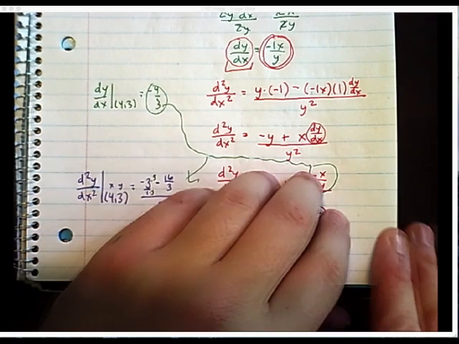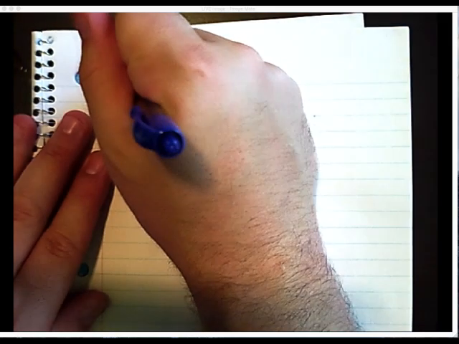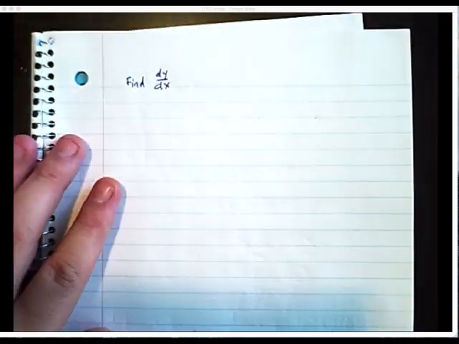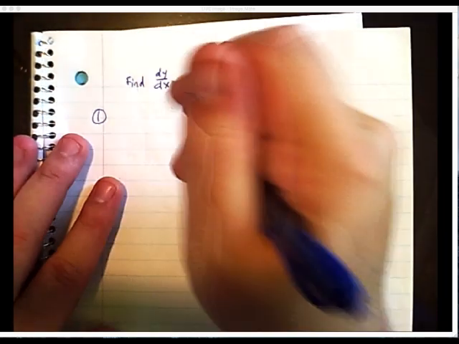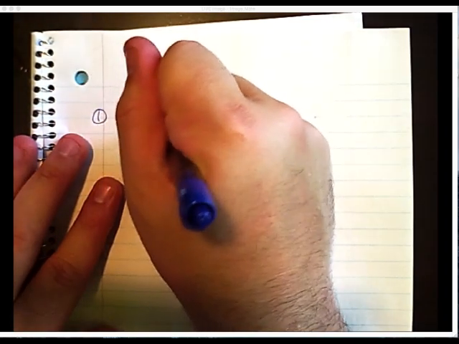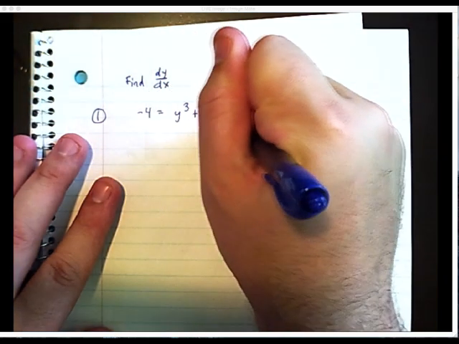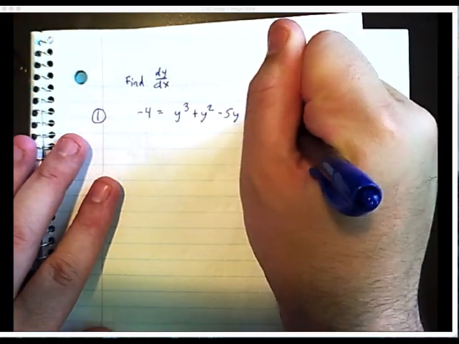So we got more examples on the back that we'll go through together. All right. So on the back it says find y prime. So they're asking me for the derivative. I guess a better way to say that is to find dy over dx. So here's number 1 on the back. Tells me negative 4 equals y cubed plus y squared minus 5y minus x squared.